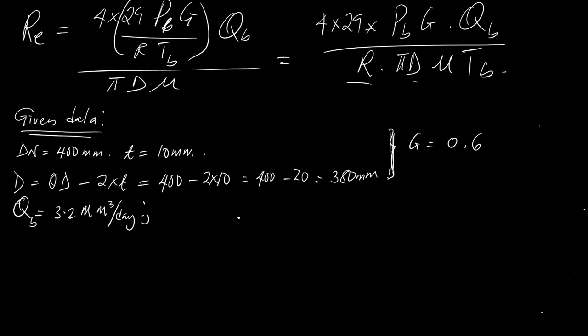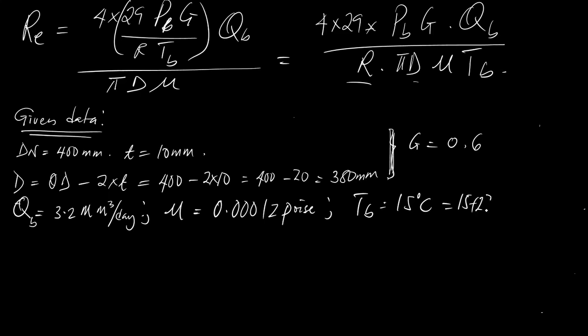Then we are given the viscosity to be 0.00012 poise. We are also given the temperature to be 15 degrees C, which is 15 plus 273. This will give us 288 degrees Kelvin. So we need to convert it to absolute. Absolute temperature is what we're going to use in the formula.